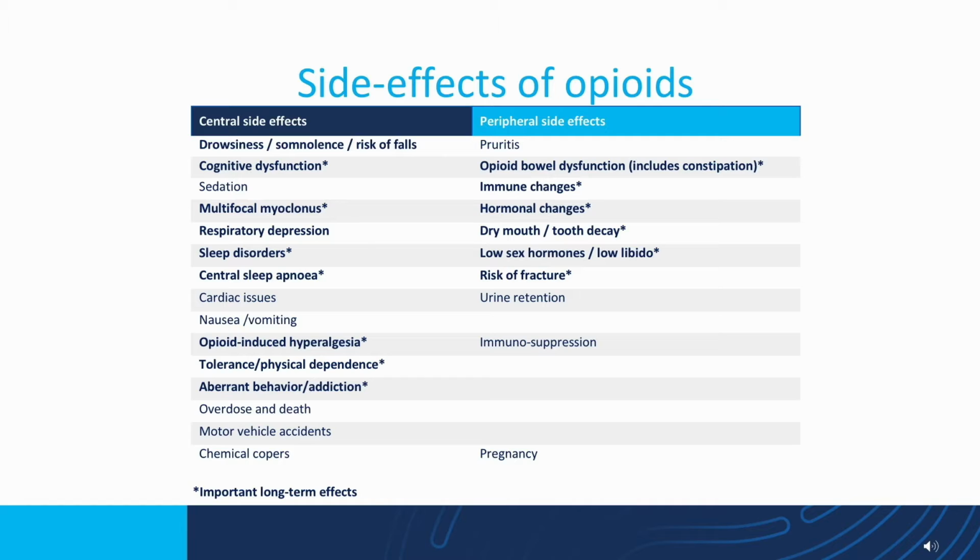Have a look at the peripheral side effects. Patients respond to being told that they get opioid bowel dysfunction. So that's not just constipation, it's anything from the mouth all the way to the bottom end. Slows gastric emptying, reflux, gastroesophageal reflux, pain, stomach pains. Constipation is one of them. So there are many effects that opioids can have on the gastrointestinal system.